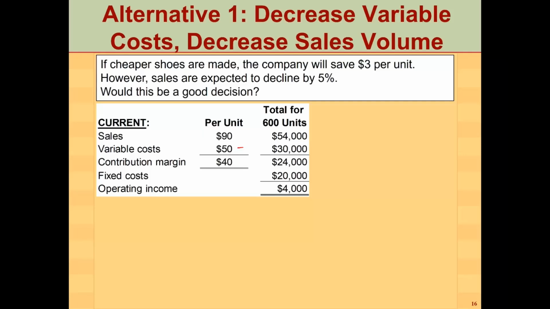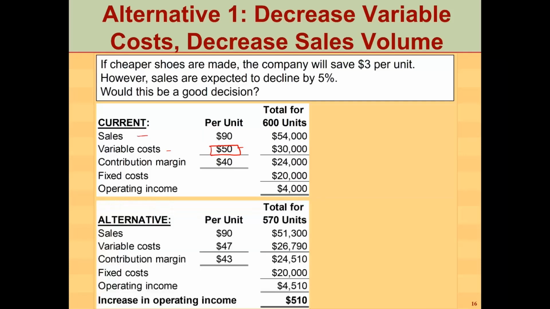The question is, would this be a good decision or not? So what are the pieces that are going to change? Your variable cost per unit is going to change, as is your units sold, which affects your sales and your variable cost. So see if you can put a new CVP income statement together, given those new variables, and see where you end up.